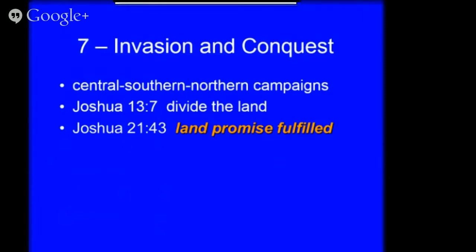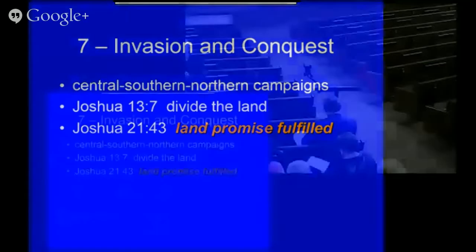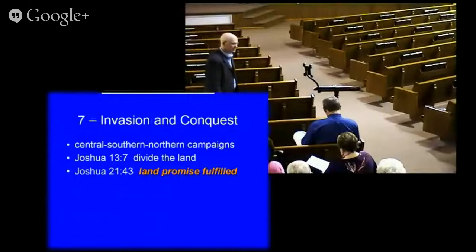And Joshua 21, verse 43, the land promise is now fulfilled. We've got two of the three promises to Abraham fulfilled. They've been given the land. But God told Abraham when he came through, I will give you this land, your descendants.